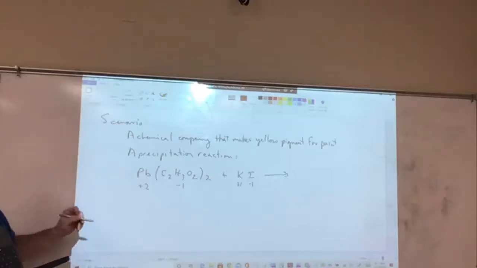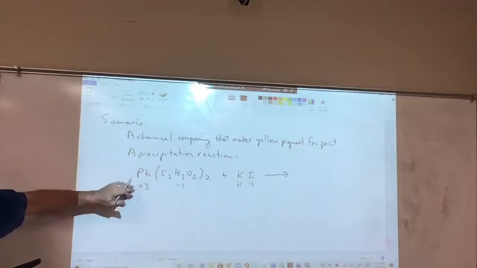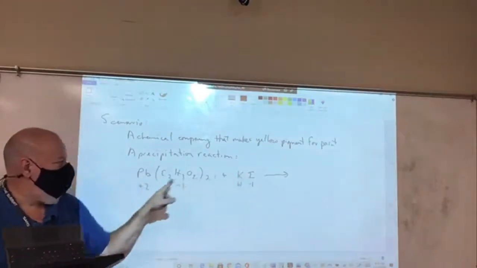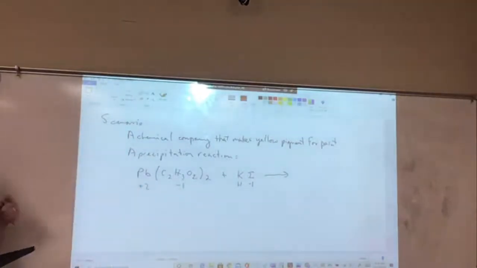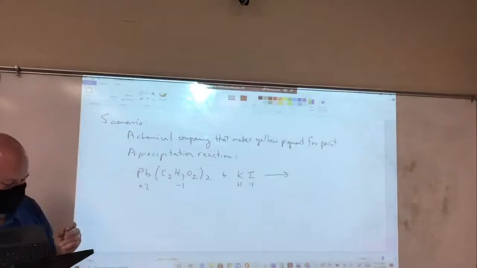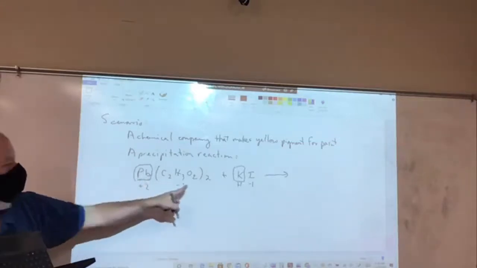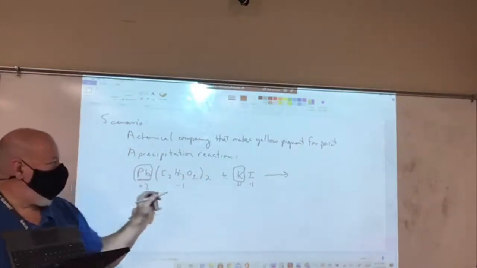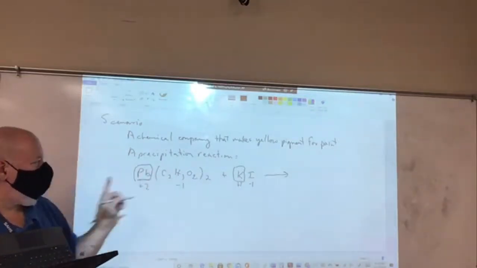And these are going to react. One of the things that you'll come to learn is that if I have two ionic compounds that are reacting together, I have an ionic compound here and I have an ionic compound here, the metal or the cation of each compound is going to switch places. So if this actually causes a reaction, these two things will switch places.